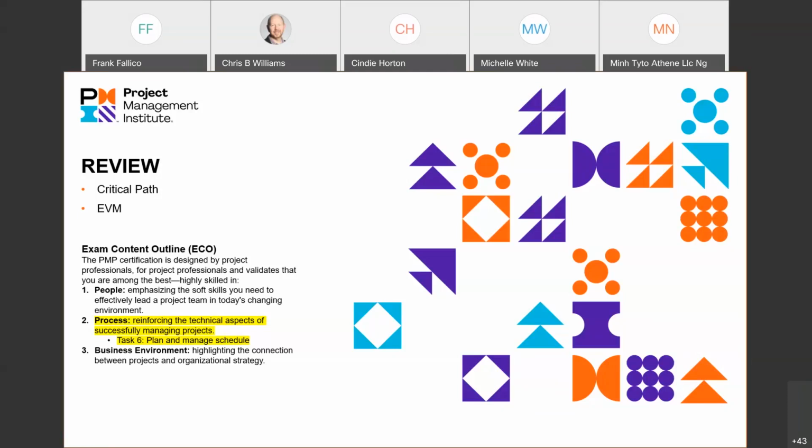Defining and sequencing activities, estimating their durations, and developing the schedule are all planning functions. And so throughout the project, you're going to be using earned value management to control the schedule, and you're going to be managing changes to it. And of course, Chris is going to be talking to you about EVM here in just a little bit.